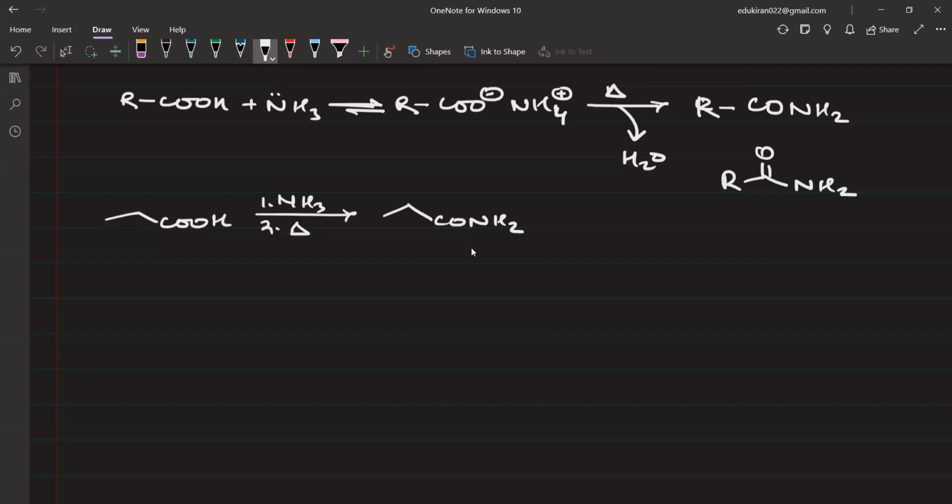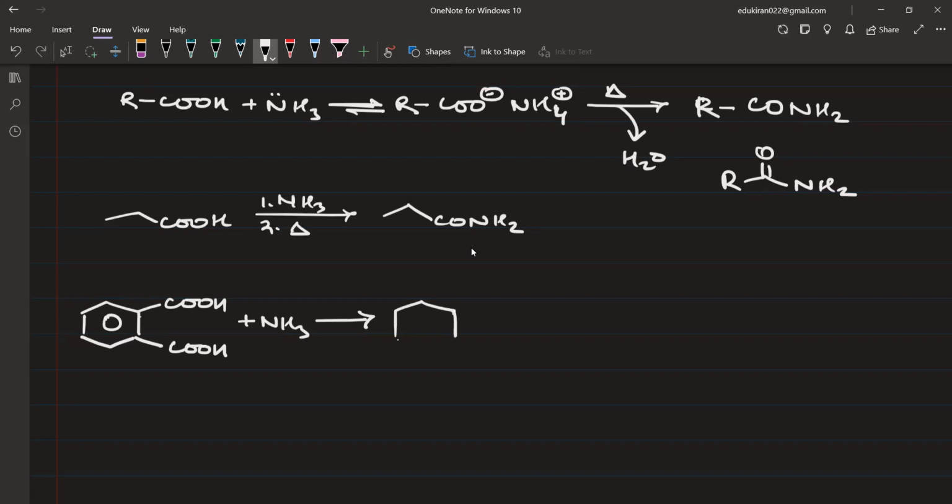formation of thalamide. Okay, thalamide कैसे बनता है, please write here. If you have COOH and COOH in the ortho position of a benzene ring, you react this with NH3. NH3 सबसे पहले react करने से दोनों के दोनों they will get salt. You will have COO negative NH4 positive और यहाँ पे भी आपके पास COO negative and NH4 positive.